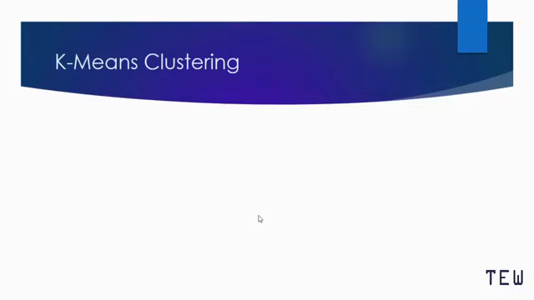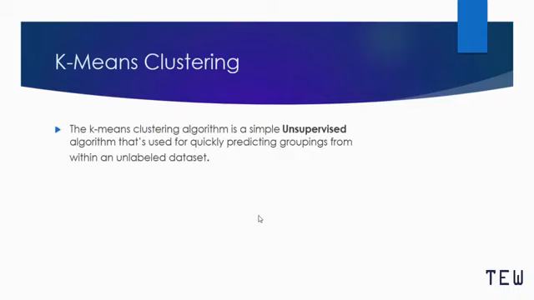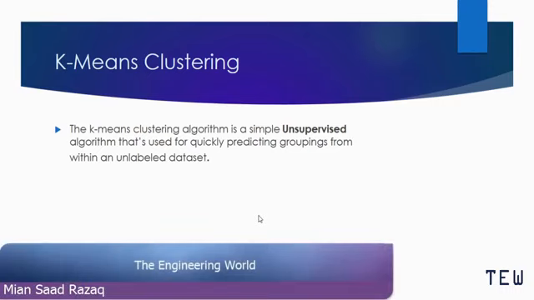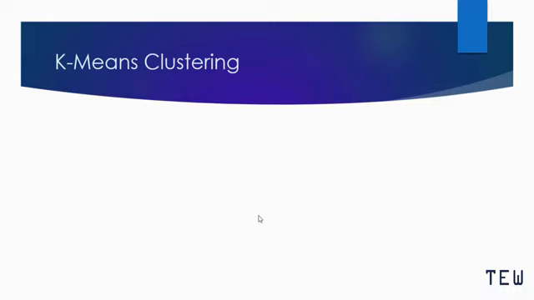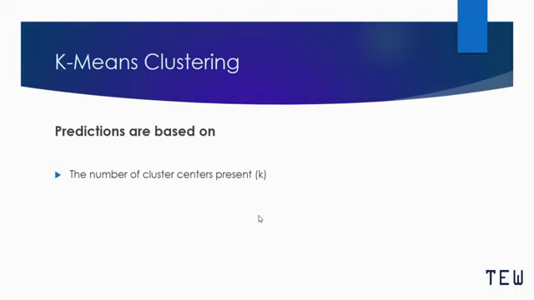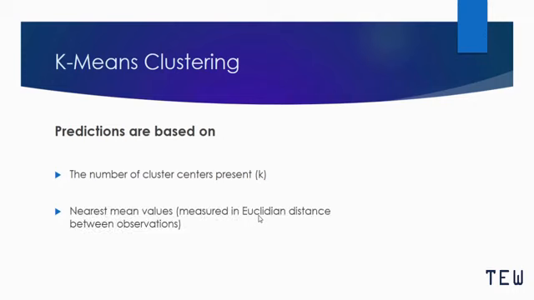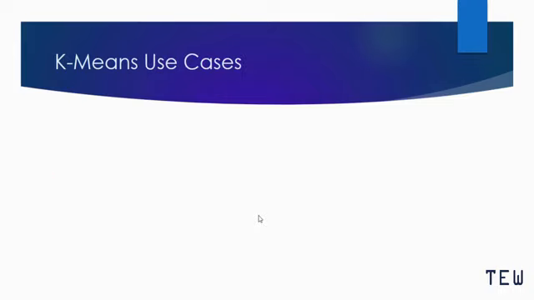K-means clustering is an unsupervised machine learning algorithm that you can use to predict subgroups from within a dataset. With k-means clustering, you usually have an idea of how many subgroups are appropriate. With the k-means model, predictions are based on, one, the number of cluster centers that are present, and two, the nearest mean values between observations.